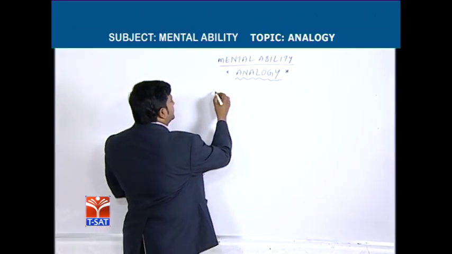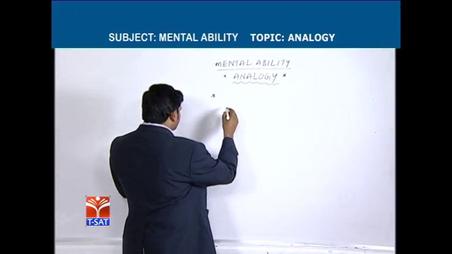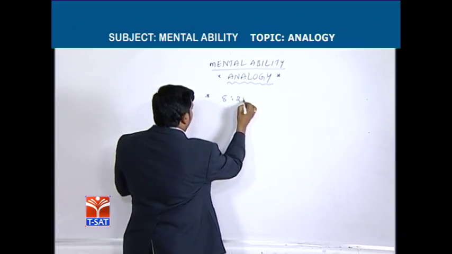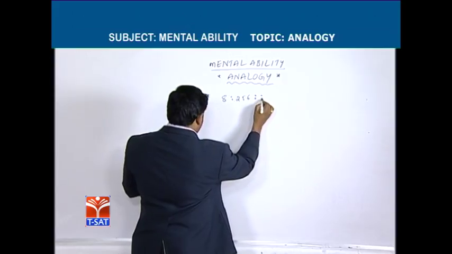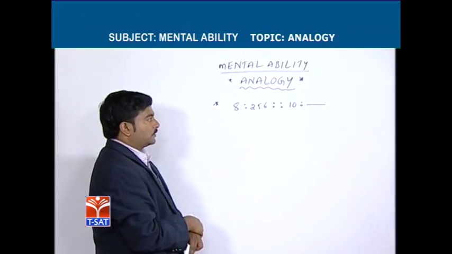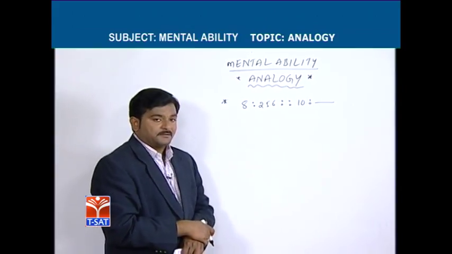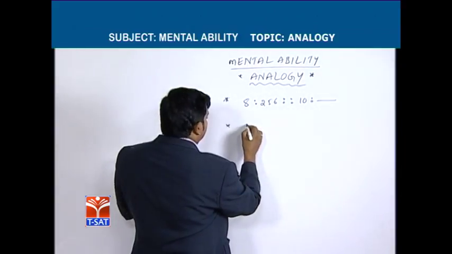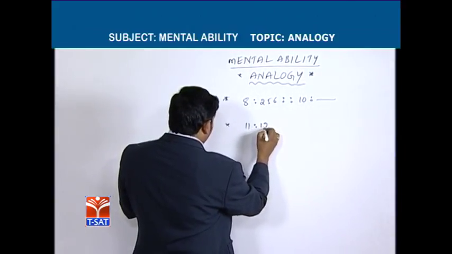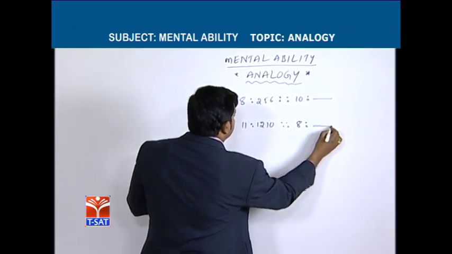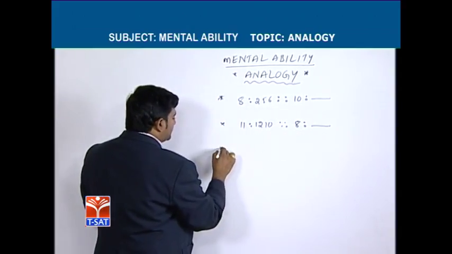Okay. Let us start by taking one question. See here, 8 is to 256 as 10 is to dash. So now one more question, that is 11 is to 1210 as 8 is to dash. Okay, that is one more question.